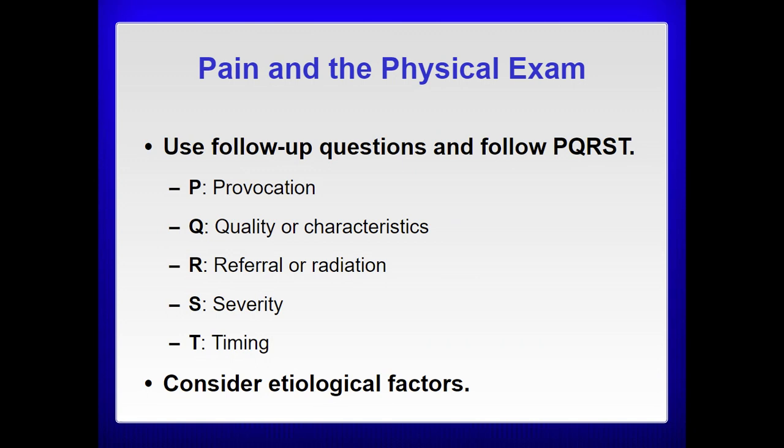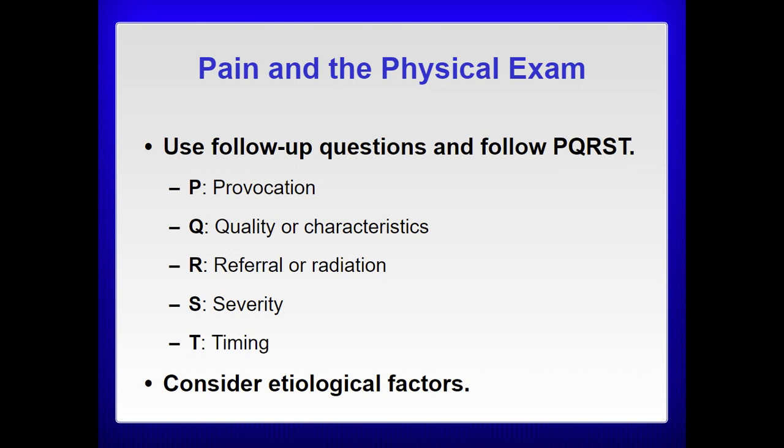Okay? And we call that the PQRST format. Okay? We need some provocation, which is, how does it happen? Two, we're going to ask for the quality, meaning the characteristics of pain. So aching, and that may be some kind of sensation. Burning says nerve irritation. We're going to ask if it's radiating or referring somewhere. And that's going to be, is it peripheral or is it going somewhere else? Radiating pain can mean a lot of things.